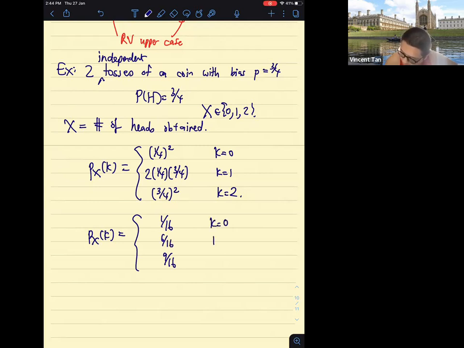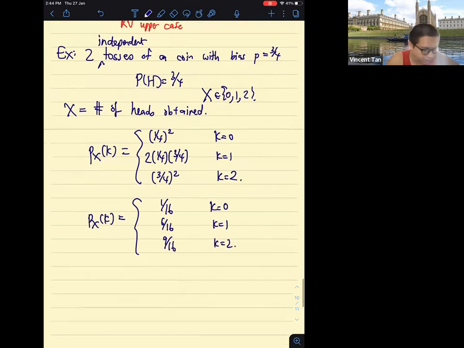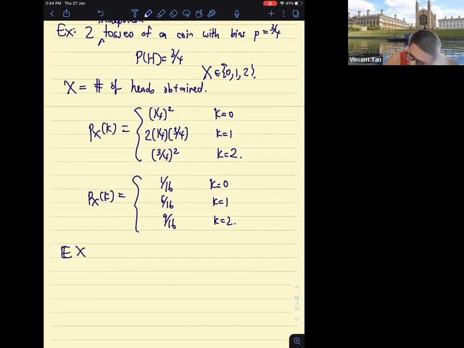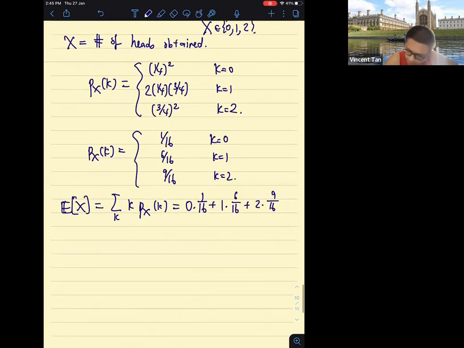k equals 0, k equals 1, and k equals 2. So the expectation is nothing but, okay, you take this value times this value, this times this, and this times this, and add it up. So we have the formula, the sum of k times PX of k. So we have 0 times 1/16, plus 1 times 6/16, plus 2 times 9/16, all right? After you are set and done, 18 plus 6 is 24, this is 3/2.